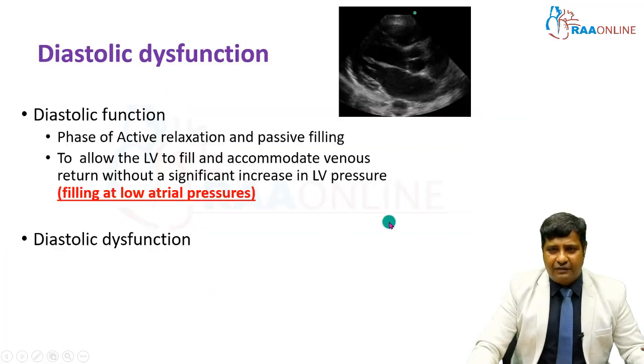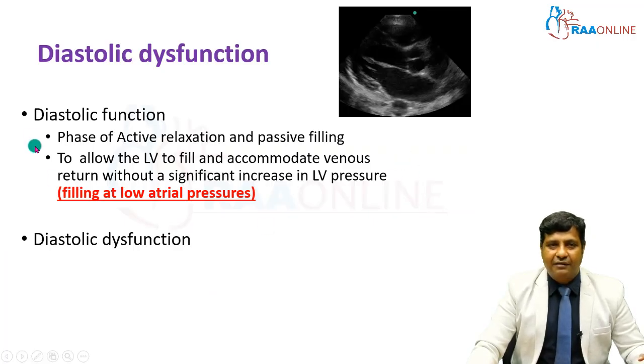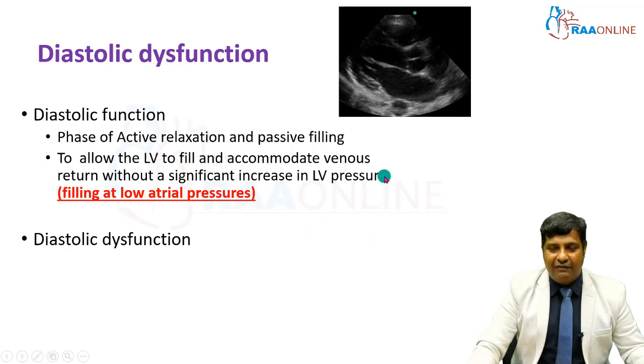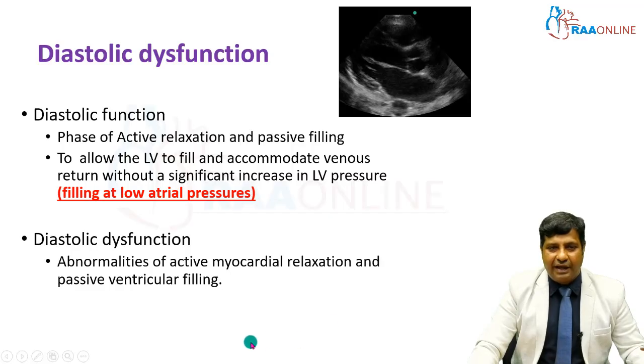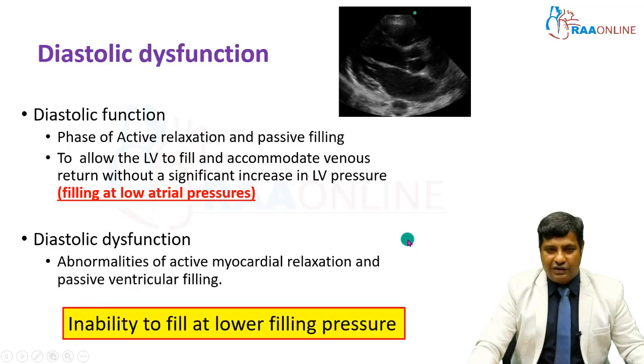So having said that, we have understood diastolic function is an energy consuming process, and it is a phase of active relaxation and passive filling. To allow the left ventricle to fill and accommodate venous return without a significant increase in the LV pressure, you need to have normal diastolic function. Basically, the LV fills at low atrial pressures, whereas any abnormality in the relaxation or in the filling is called diastolic dysfunction. Basically, the inability to fill at lower filling pressure is what defines diastolic dysfunction.